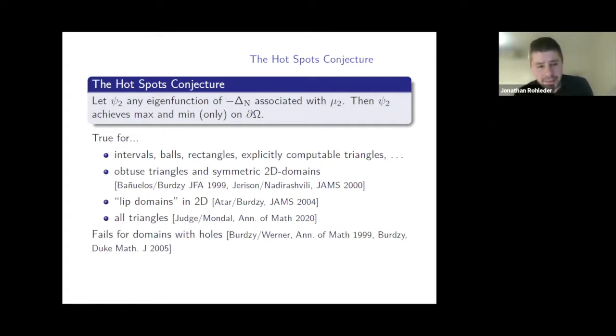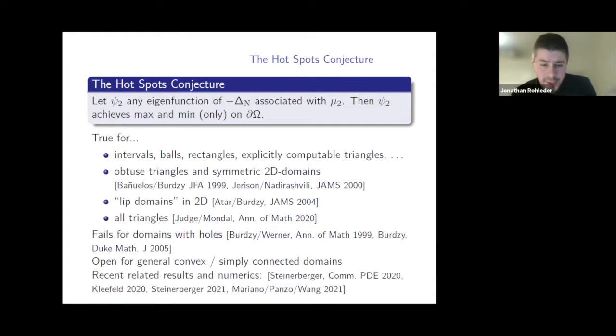It's interesting, and also highly non-trivial, that the conjecture fails for domains that are not simply connected, so for domains with holes. Counterexamples were given by Burdzy and Bass in the Annals, and this was a counterexample with several holes, and later on Burdzy showed that one can find counterexamples with just 1 hole. The question is still open for general convex, or in principle even simply connected domains. So it could still be true for all convex or even all simply connected domains.